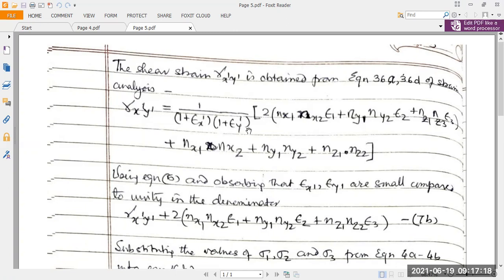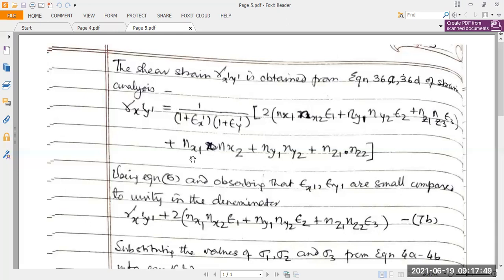Here epsilon 1, epsilon 2, and epsilon 3 are the principal strains itself. And here, nx1 nx2 plus ny1 ny2 plus nz1 nz2 itself. As we know, epsilon x dash and epsilon y dash are too small in comparison to 1, so their effect is negligible. So we can take the full term as equal to 1 itself.